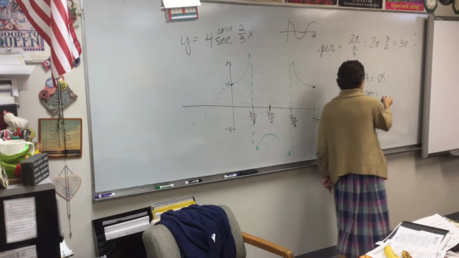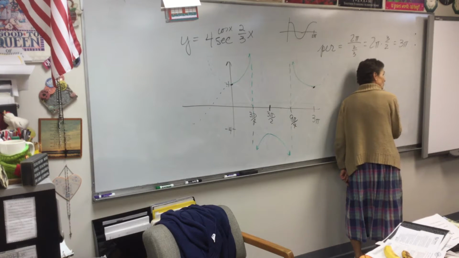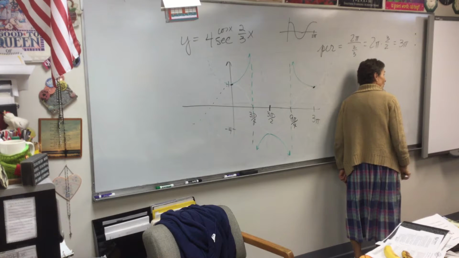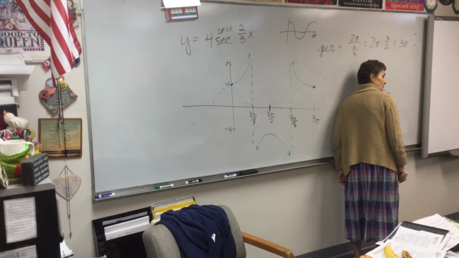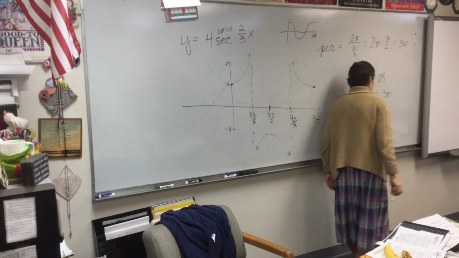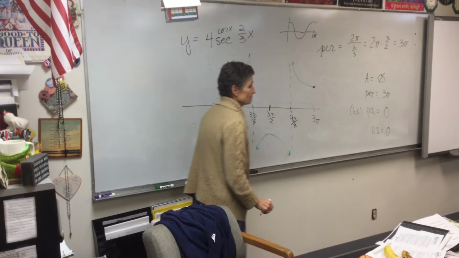We said our period was 3 pi. What's our phase shift? What did we say our horizontal shift was? There wasn't one. So 0. And vertical shift? 0. Didn't move it up or down at all.